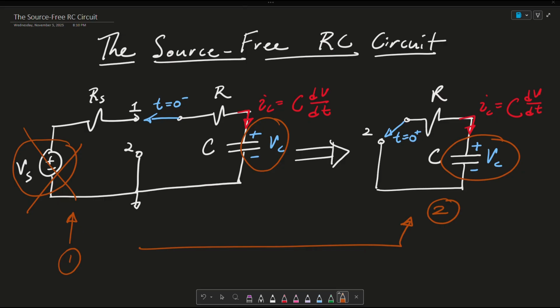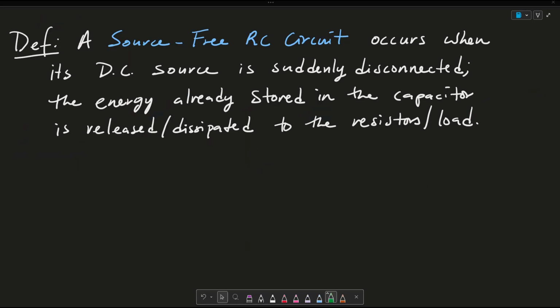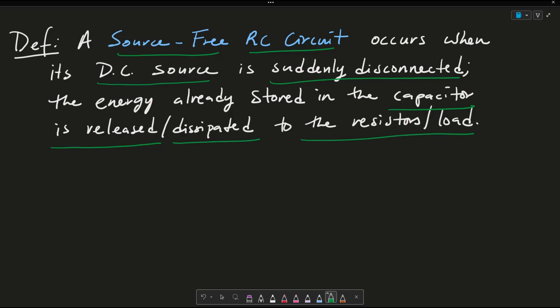Before we dive into some mathematical equations, we first want to define the source-free RC circuit. A quick definition: a source-free RC circuit occurs when its DC source is suddenly disconnected, and the energy already stored in the capacitor is released, or dissipated, to the resistor or load of that circuit. All right.